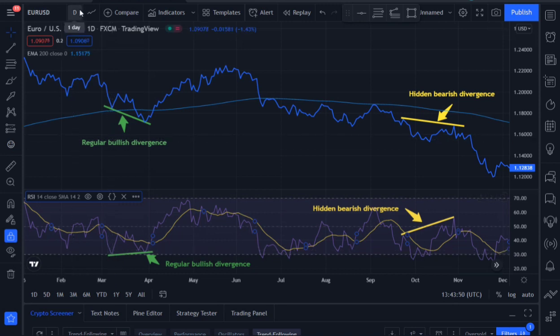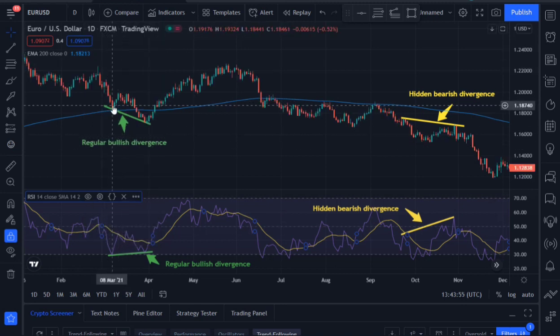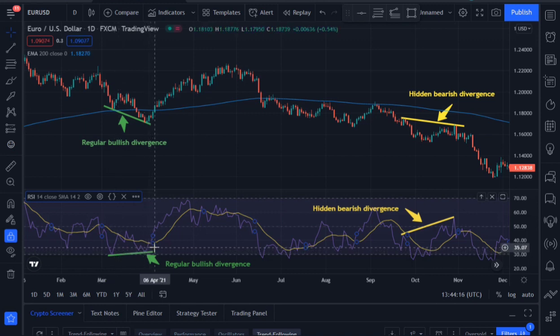So let me just return this to candlesticks now. Okay, as you can see, this is the perfect divergence we spotted, the regular bullish divergence. For you to take a long position, you have to wait for the divergence to be in the oversold region, and you have to wait for the RSI to form a higher low. This is a clear higher low.